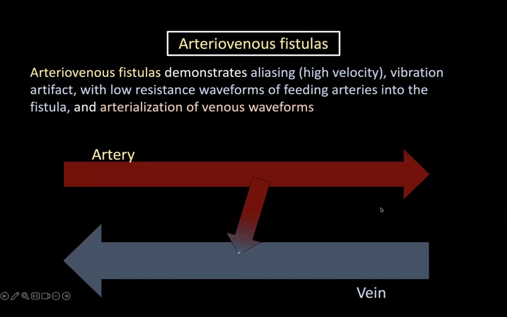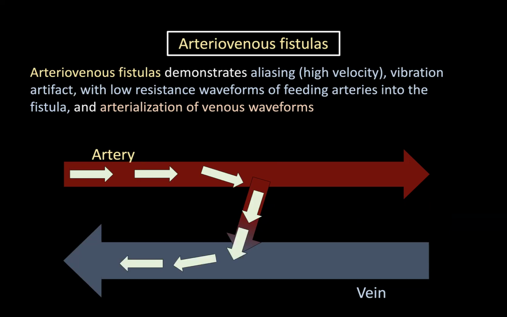And so with this abnormal collection or connection, it creates a shunting of blood to preferentially go down into the vein. And so there's going to be decreased perfusion distal to this arterial venous fistula. So you can have areas of decreased flow within the more distal portions to the arterial venous fistula.